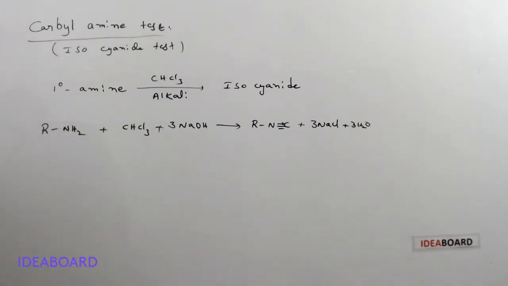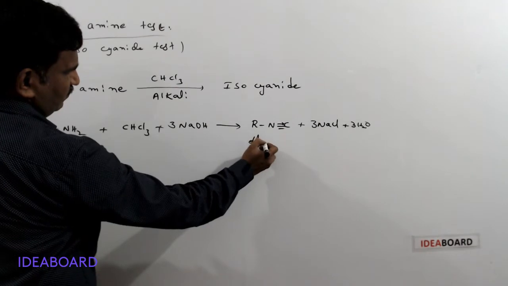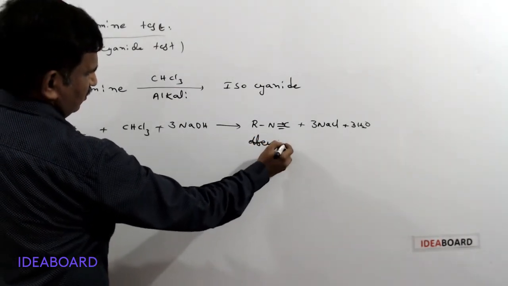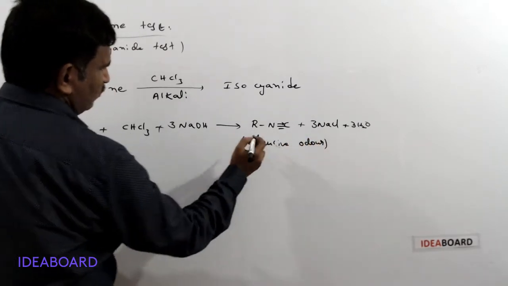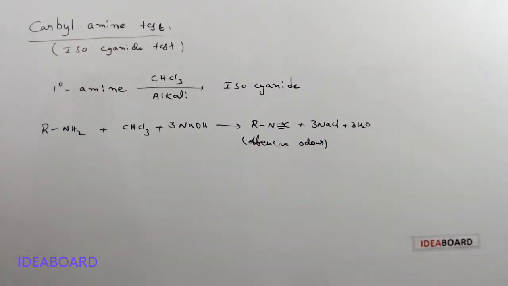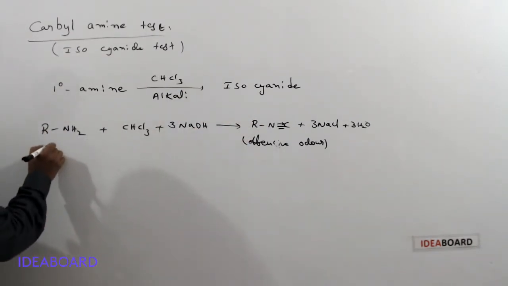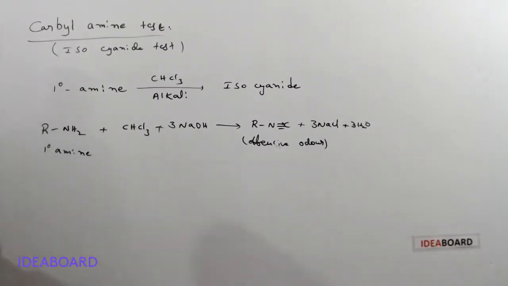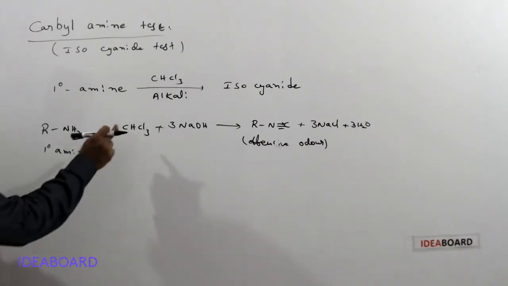This isocyanide test or carbylamine test gives a very bad smell, an offensive odor. This offensive odor of very bad smelling isocyanide formation confirms the presence of primary amines. So whenever we take a primary amine, it reacts with chloroform and gives isocyanides. This is the chloroform confirmation test also.